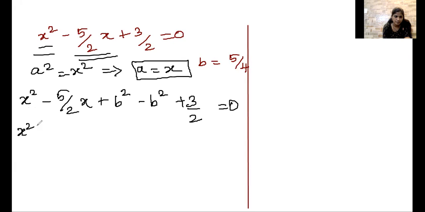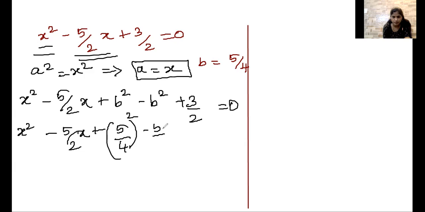x square minus 5 by 2x. And you know the value of b, which is 5 by 4, so I'm going to write it as 5 by 4 the whole square. Again, 5 by 4 the whole square plus 3 by 2 is equal to 0.